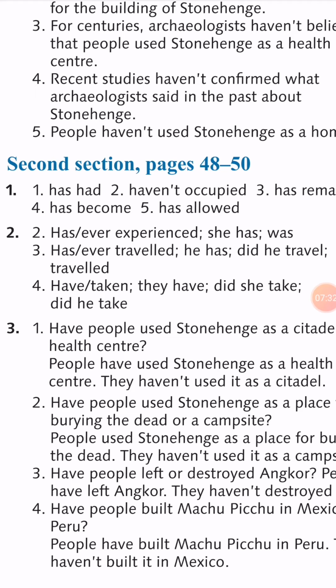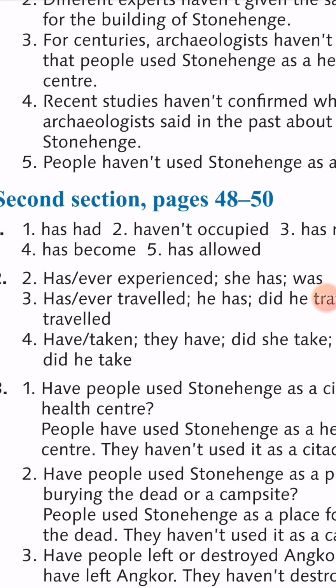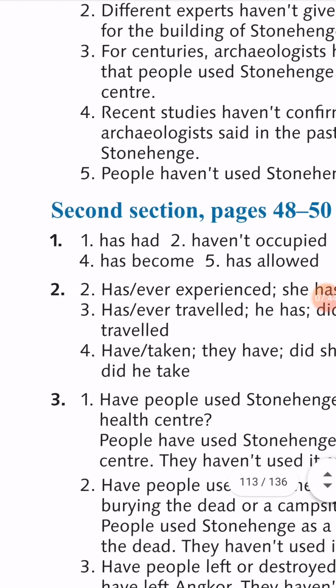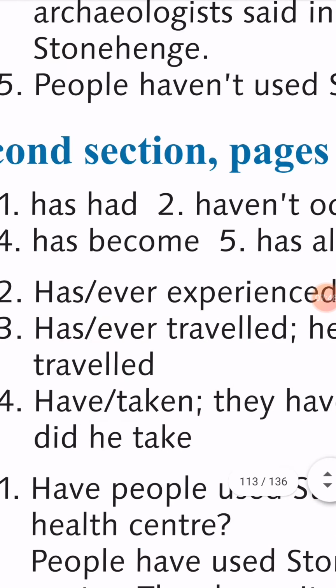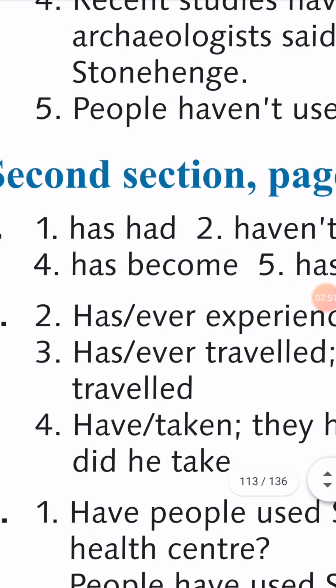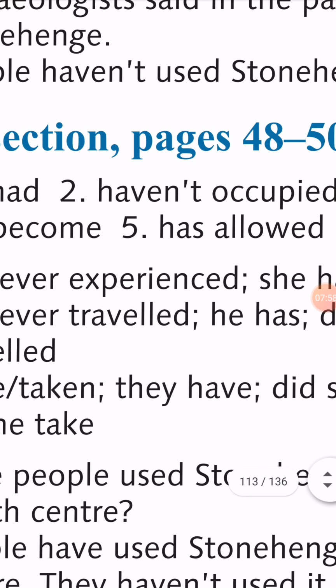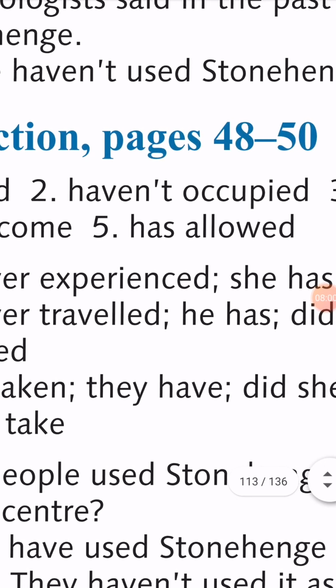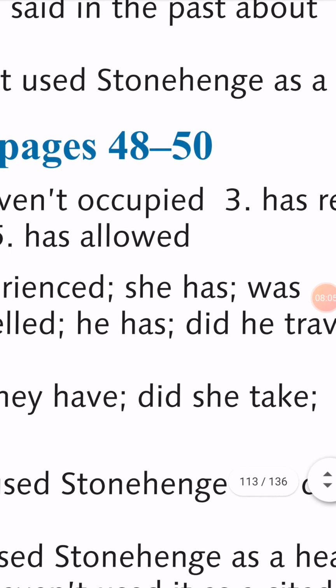Number 2 here, now about experience and earthquake. So we are asking about Nawal. Because Nawal is singular, you have to begin the question with has, as you see here on number 2. Has Nawal ever experienced, because it's past participle, an earthquake? Question mark. Yes, she has.